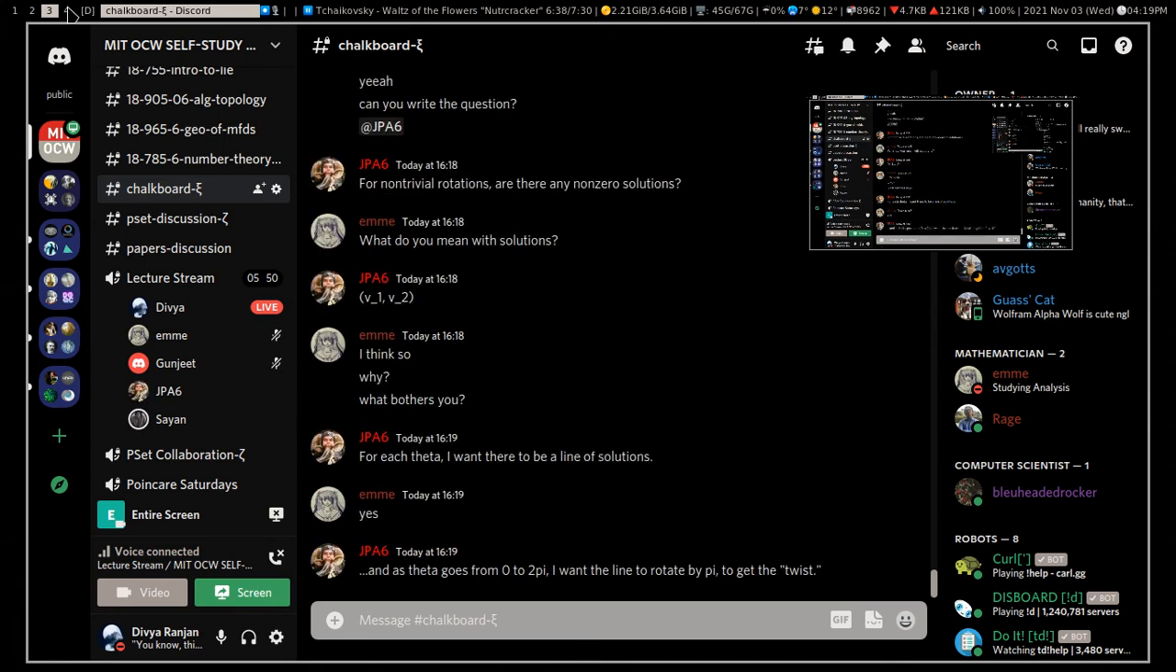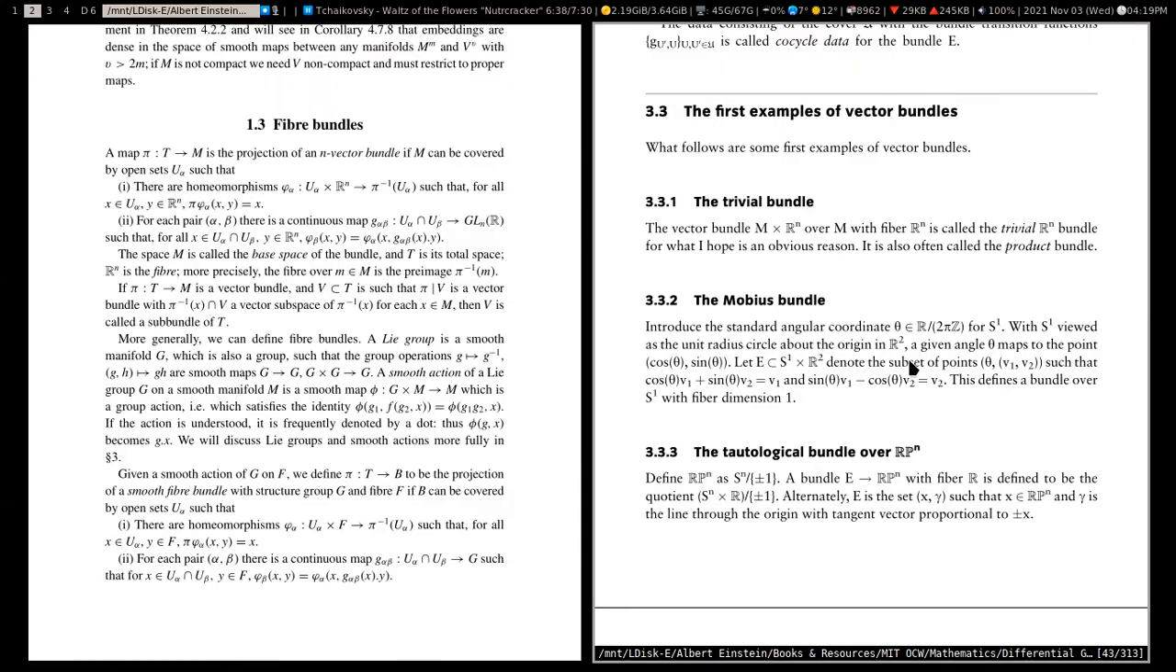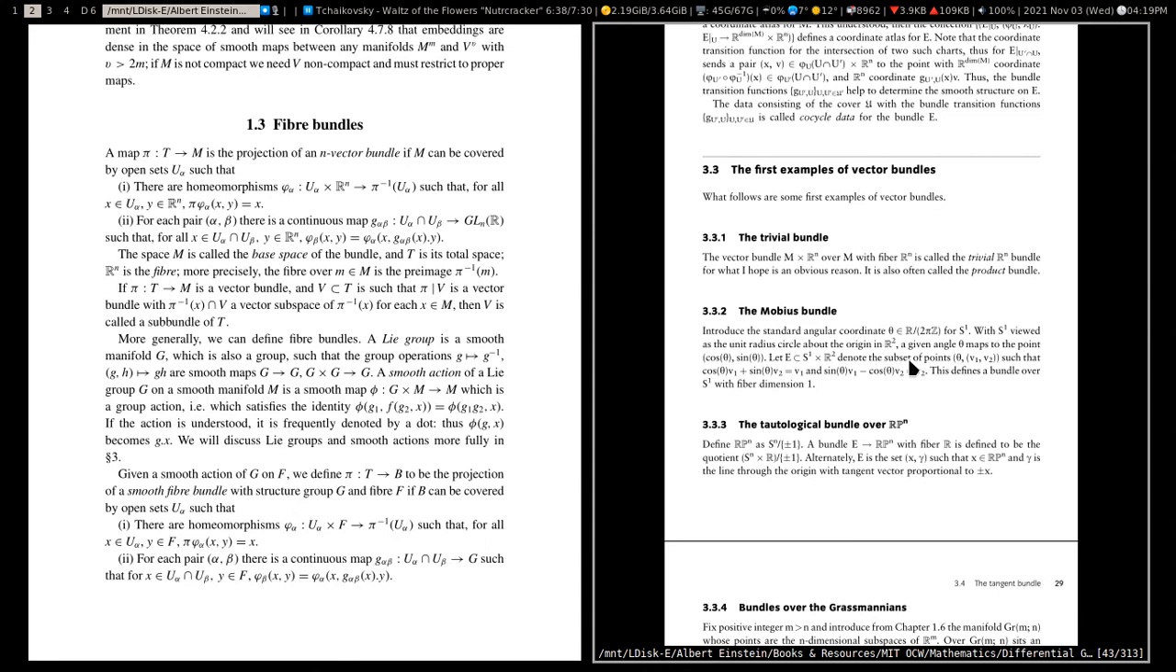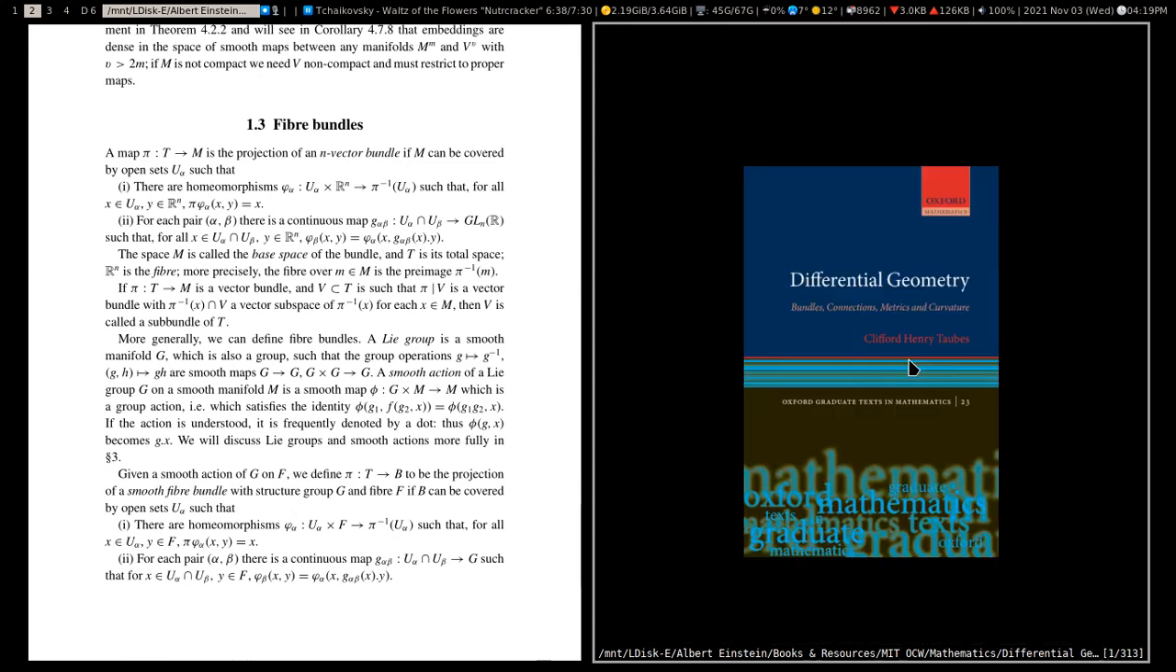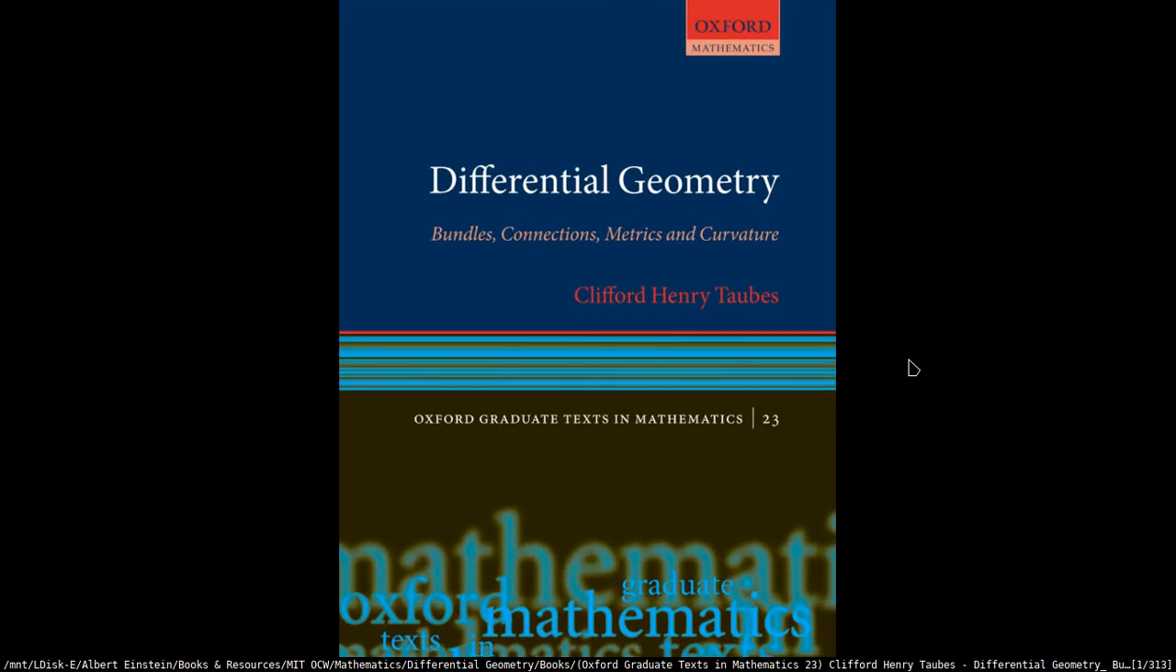Which book are you currently following? Is it named book or your lecture notes? No, this is Differential Geometry by Clifford Henry Thomas. I haven't shared this one, but yeah.